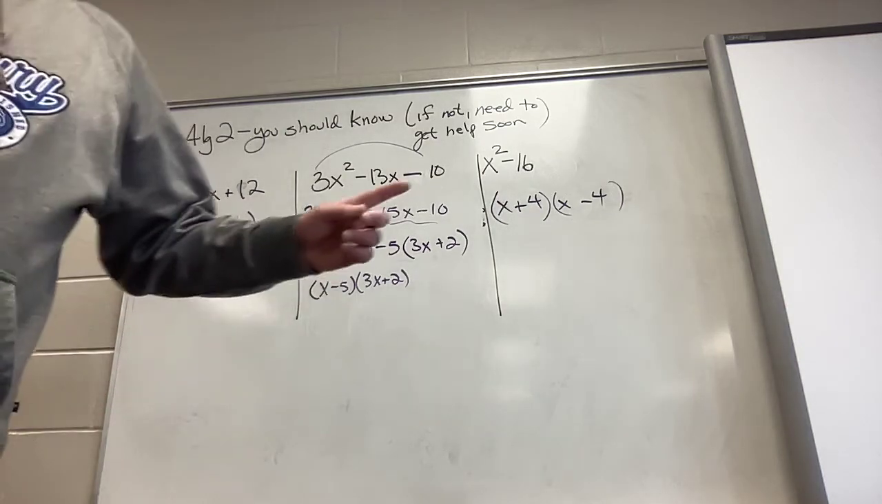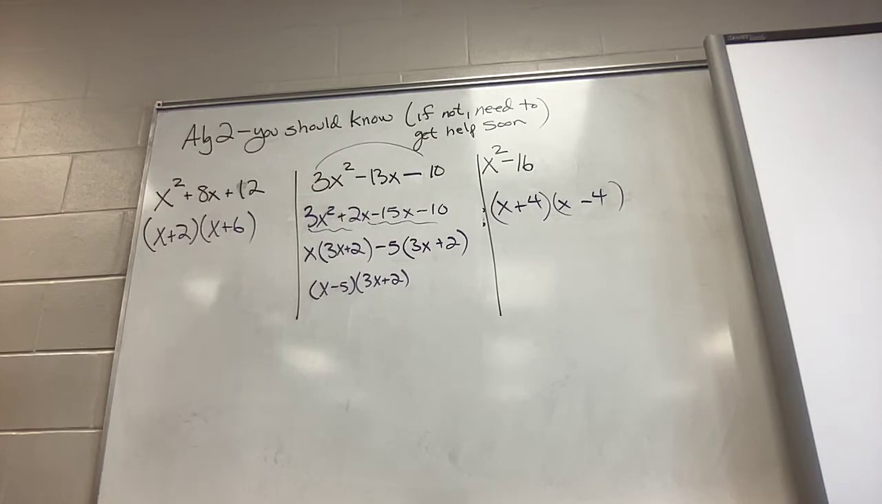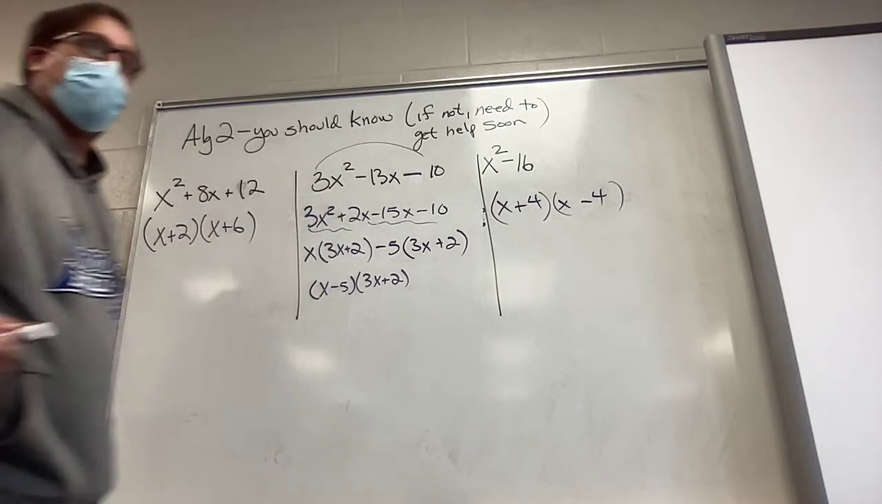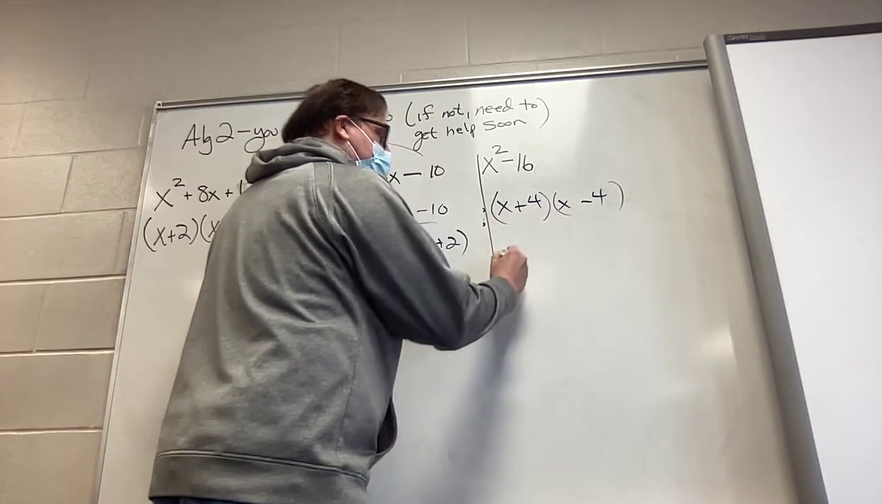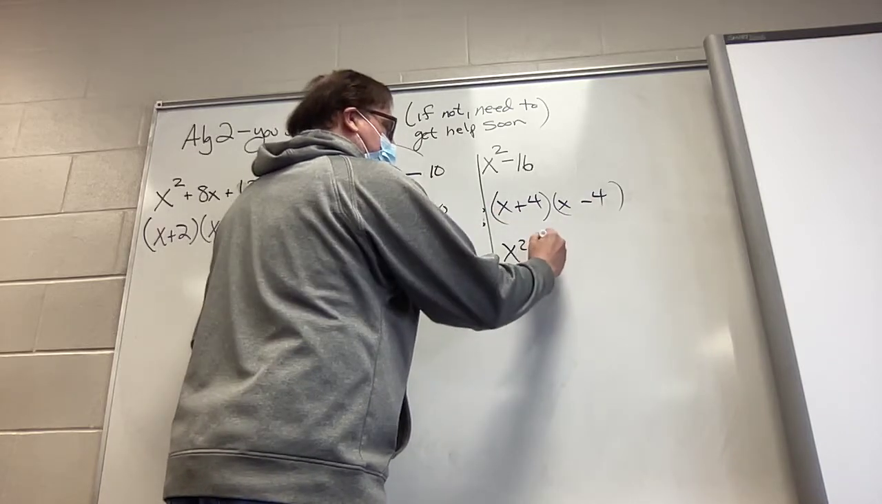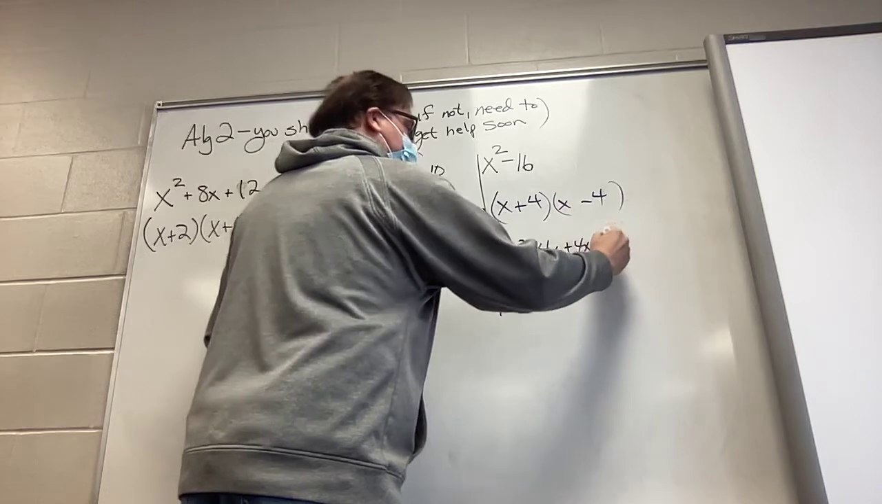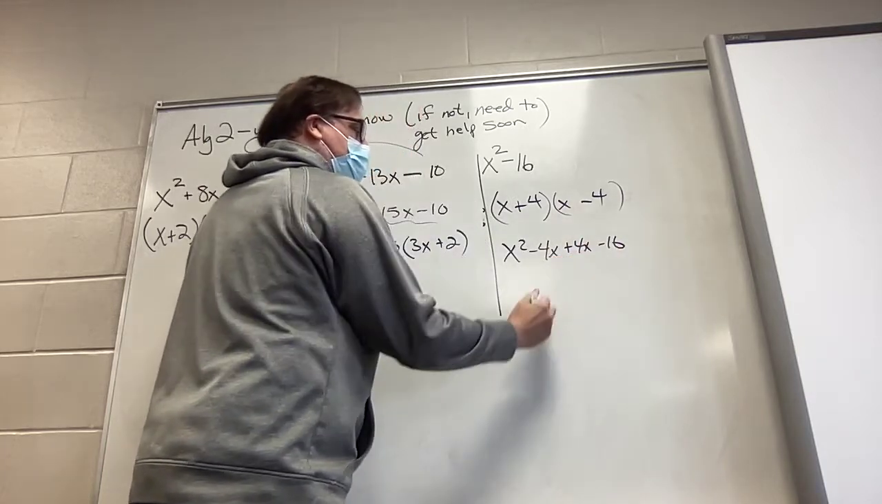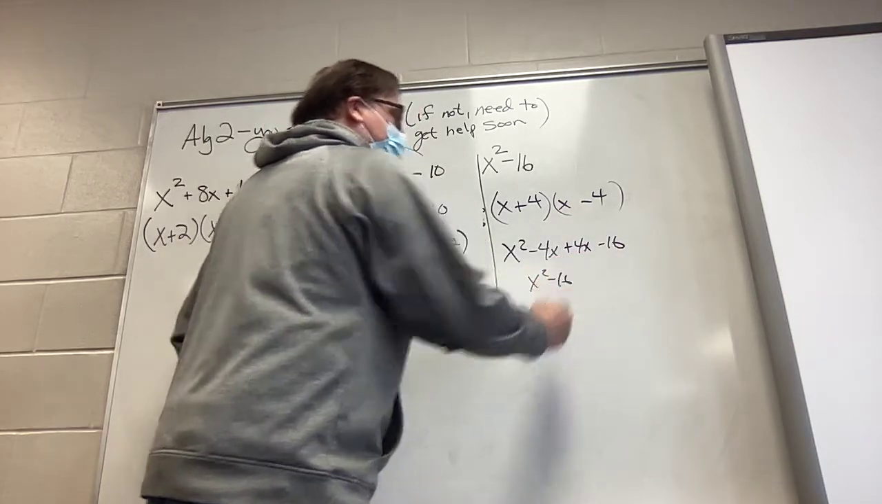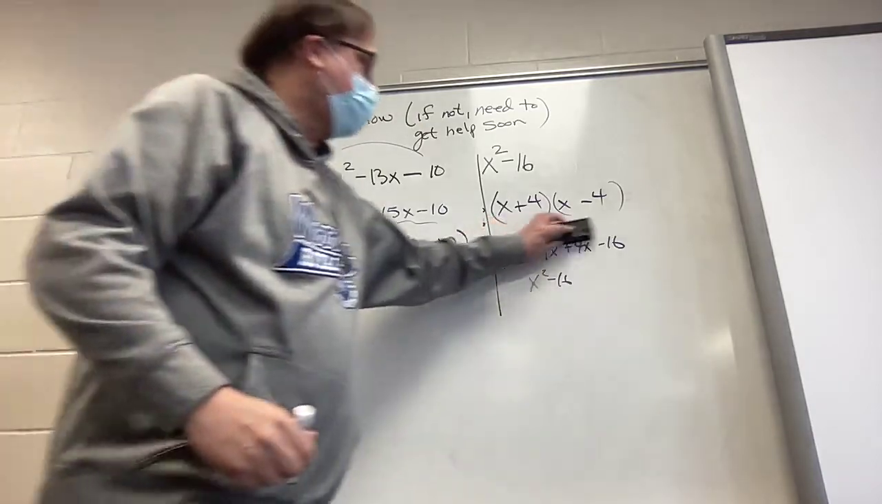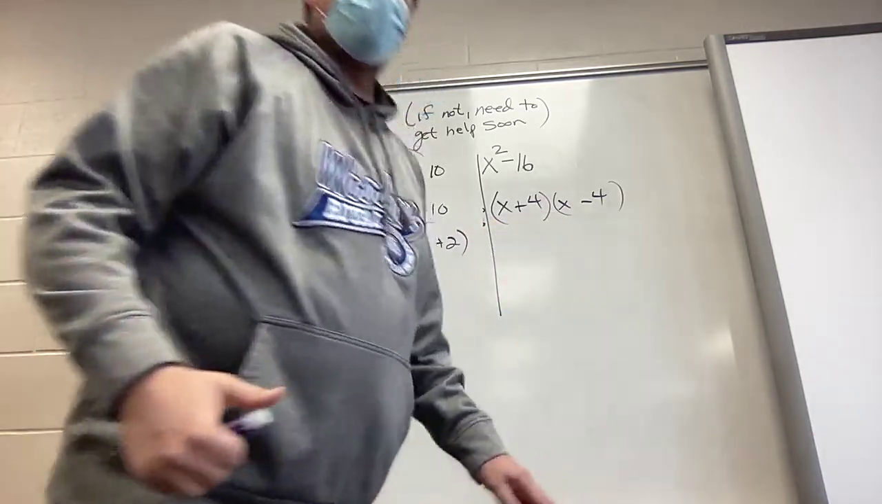Why positive 4, negative 4? Let's see. If I FOIL it back together: first, outside, inside, last. Do those two become a 0? They sure do. Awesome.